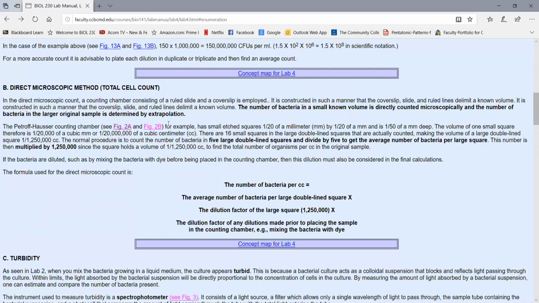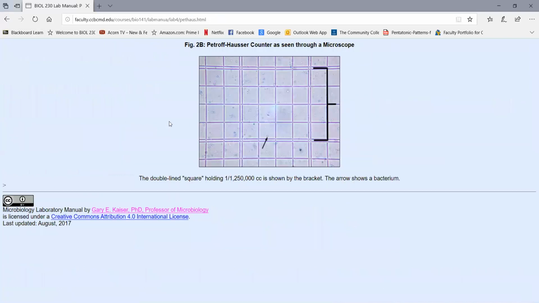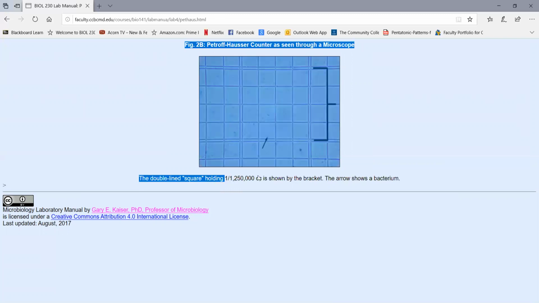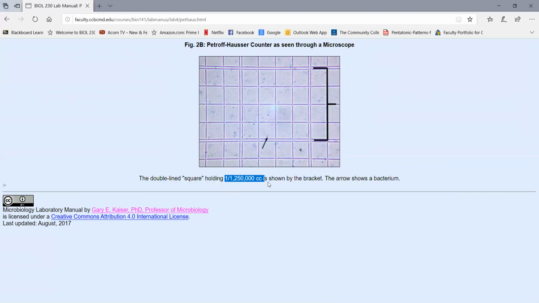And here's what the Petroff-Hauser counter actually looks like under a microscope. So this is one of the large double-line squares. There's a whole bunch of these on here. And these are the actual bacteria you see. So if we count a square, we're counting the number of bacteria in this volume right here. And that volume, again, is 1/1,250,000th of a cubic centimeter.